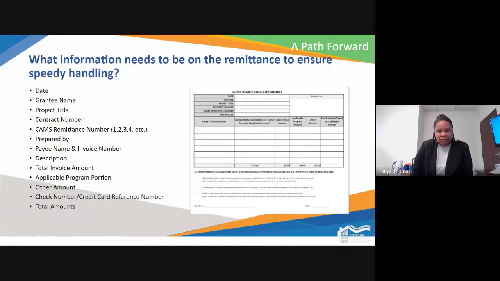And the information that you would normally submit on the remittance is the same. The date, the grantee name, project title, contract number, CAMS remittance number, the prepared by, payee name, and invoice number, description, the total invoice amount, applicable program portion, other amount, check numbers, credit card reference number, and total amounts, as well as the signature and date of the individual preparing this form and submitting the documentation.